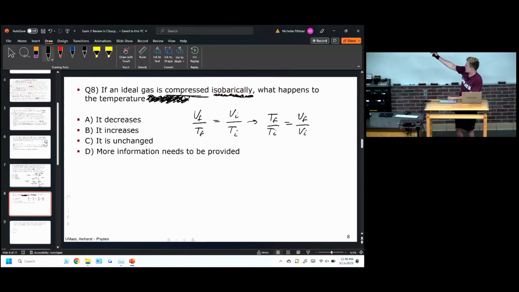Okay, and this is getting somewhere. VF is less than VI because it's compressed. So this number is going to be less than 1. I don't know, it's like 0.3, some random number. What this tells me is T final is 0.3 of T initial. So the gas cooled down. So the temperature decreased.